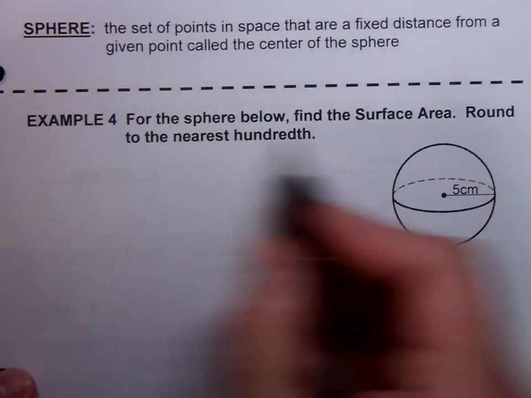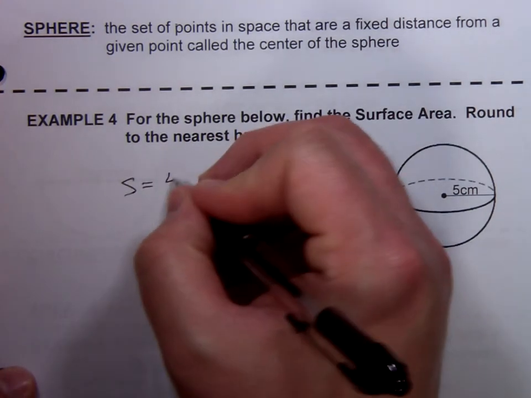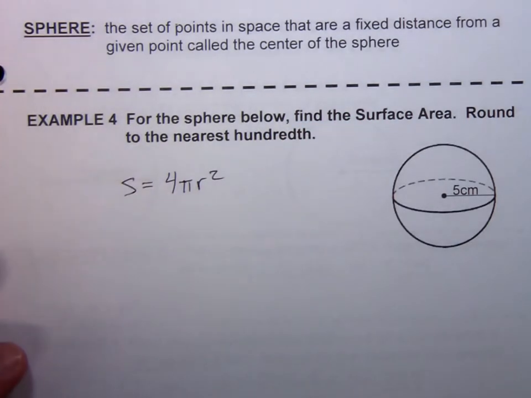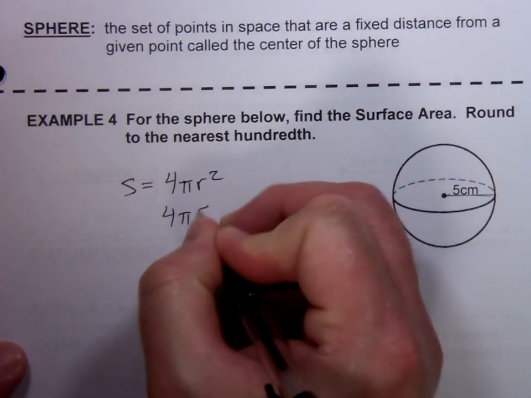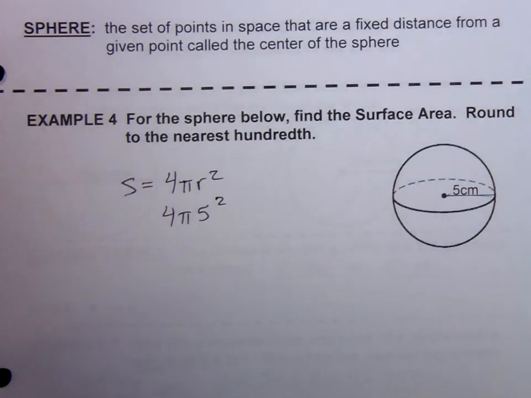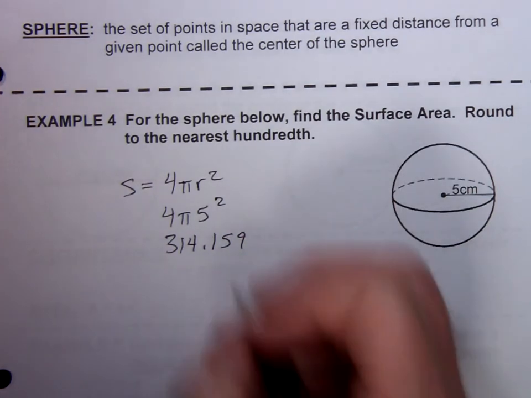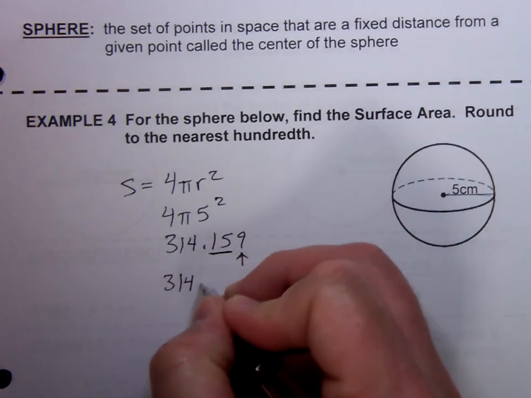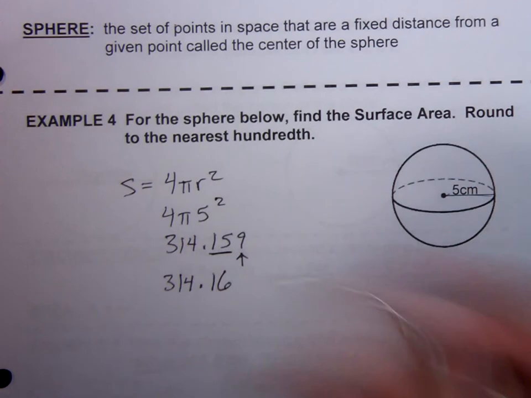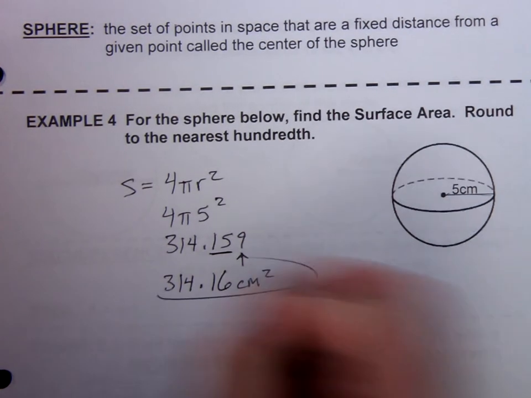Alright, for the sphere below, find the surface area, round to the nearest hundredth. So the formula is 4 pi r squared. So all you need is the radius. Well, the radius is 5. So we plug 5 in for r, and we're just typing this in the calculator. 4 times pi times 5 squared. 314.159, and so on. If I'm rounding to the nearest hundredth, I'm keeping 2 numbers after the decimal point, so I look at the third number, and 9 is big enough to round up, so the last one I'm keeping needs to increase by 1. This was in centimeters, so any kind of area will be centimeters squared. Always units squared.